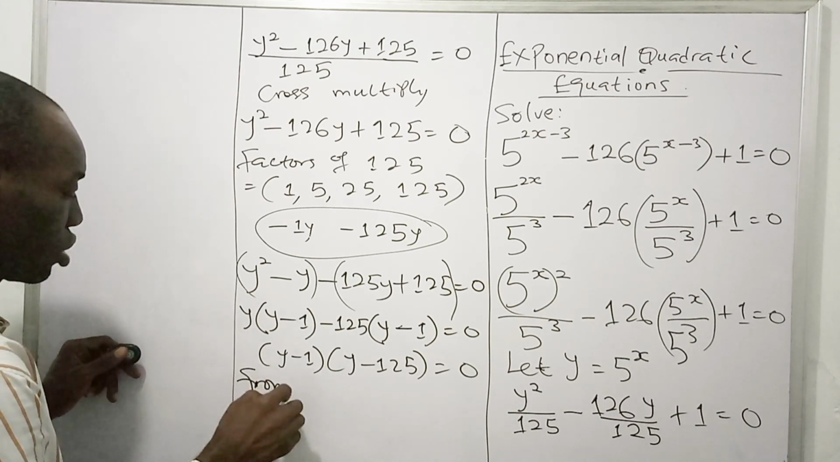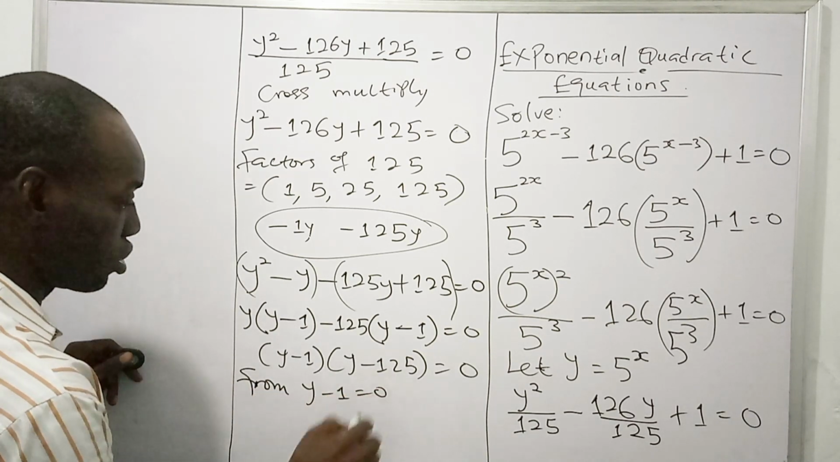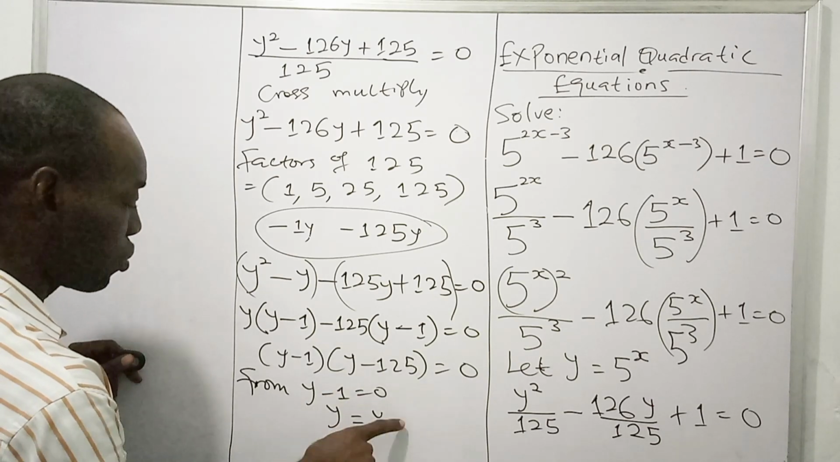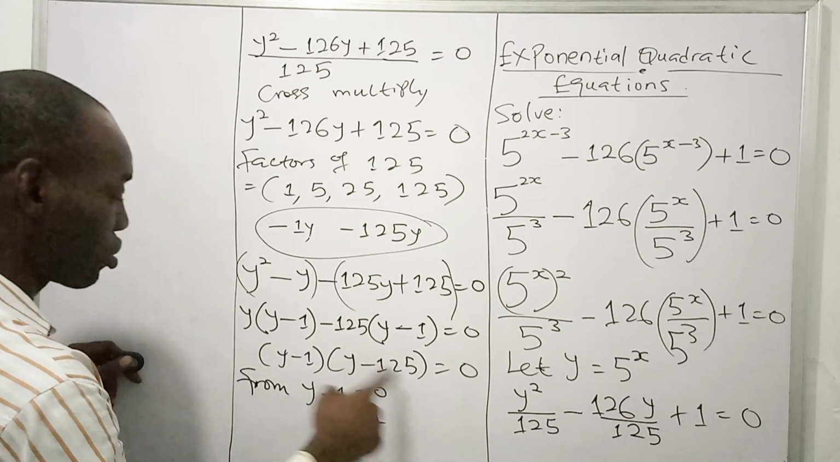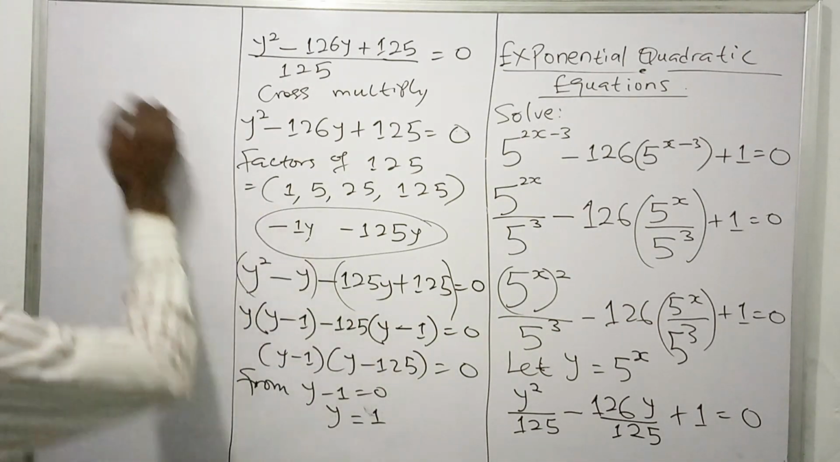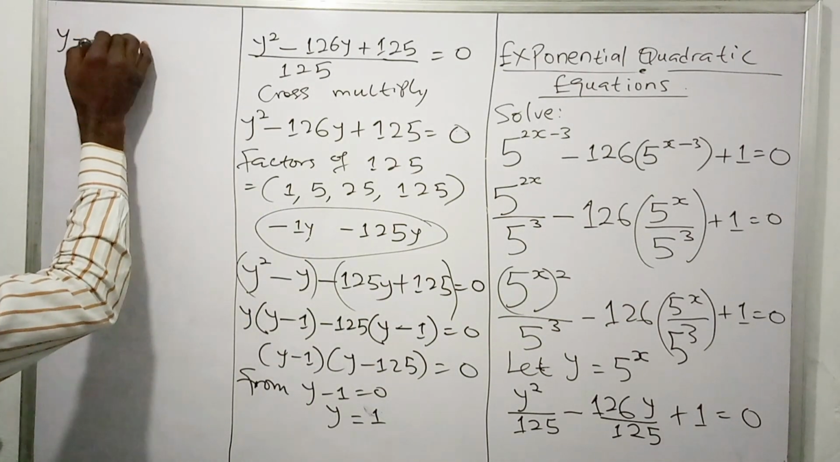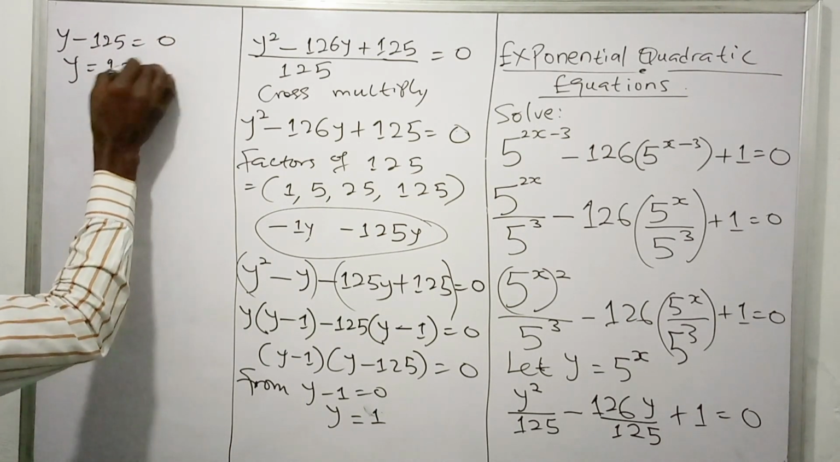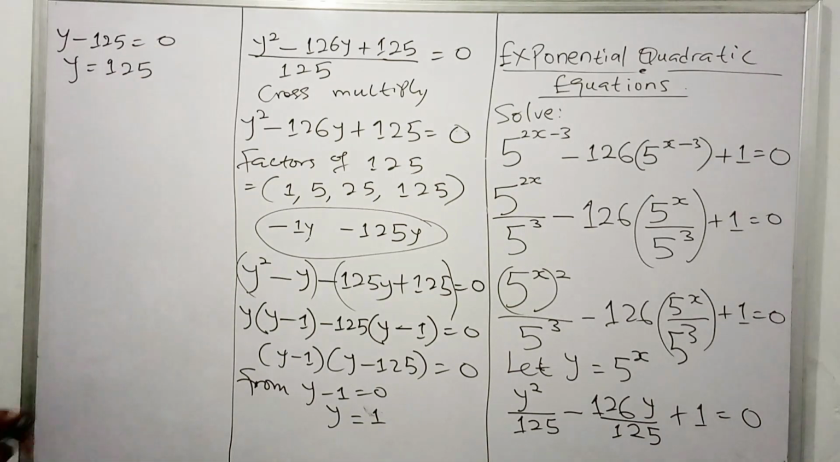So from the first one, y minus 1 equals 0. This is going to give us what? Y equals what? Y equals 1. When the 1 crosses to the right-hand side. Also, from here, y minus 125 equals 0. This will give us y equals to what? 125. When the 125 crosses to the right-hand side.